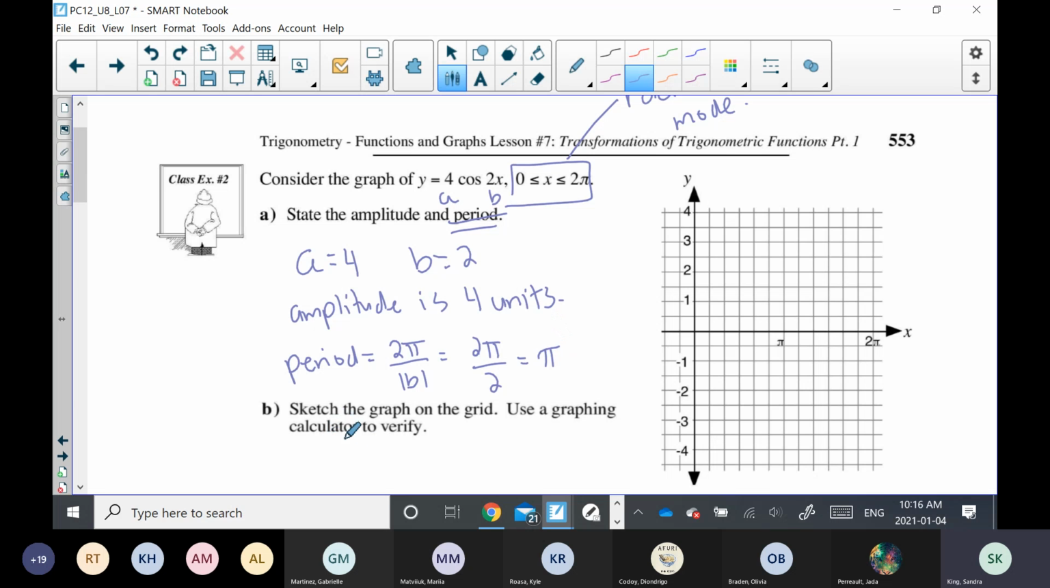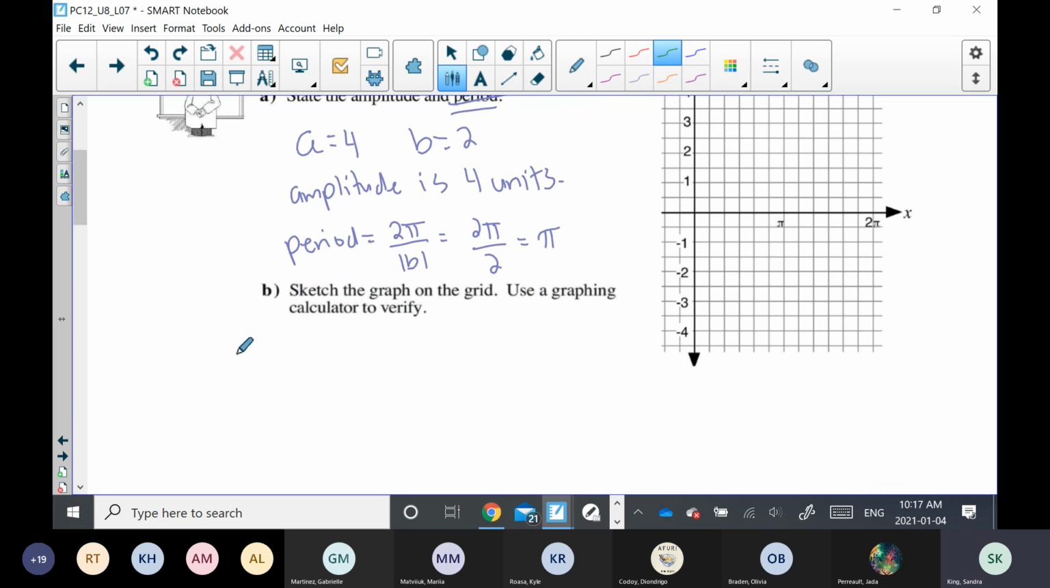So B says, sketch the graph on the grid, use a graphing calculator to verify it. We're only going to do one sketch, and then I'll show you on your calculator. Let's graph, and I'm going to do mine in green. So if you have 2 different colors, this would be helpful. Let's graph y is equal to cos x. Okay. So if I said, let's graph this really quickly, what's the graph of y is equal to cos x? Draw your Cartesian plane.